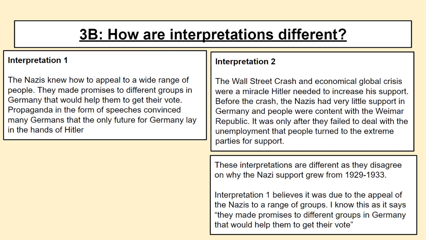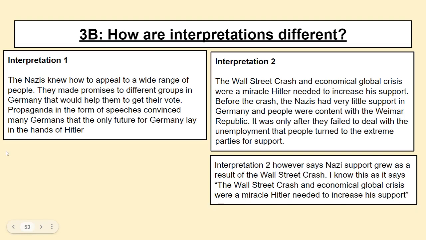Now I've given the difference, I need to show that I've not made it up, I need to show information from both interpretations. Interpretation 1 believes it was due to the appeal of the Nazis to a range of groups. I know this as it says, they made promises to different groups in Germany that would help them to get their vote. Always bring that quote in. Interpretation 2, however, says Nazi support grew as a result of the Wall Street crash. I know this as it says, the Wall Street crash and economical global crisis were a miracle Hitler needed to increase his support. Again, I'm not just guessing, I'm bringing in evidence to back up my viewpoints.